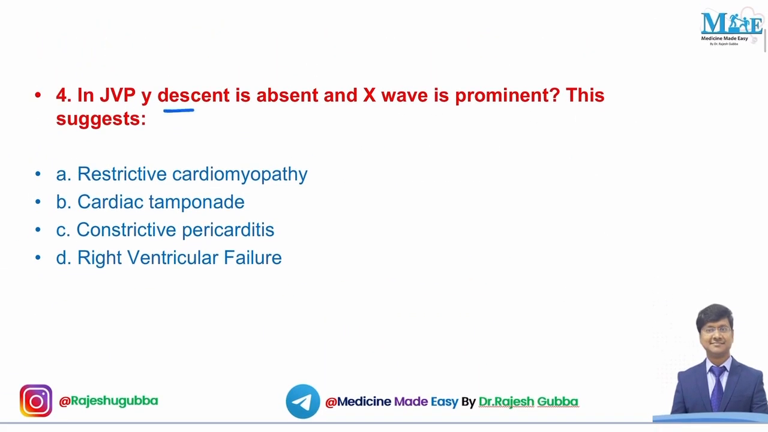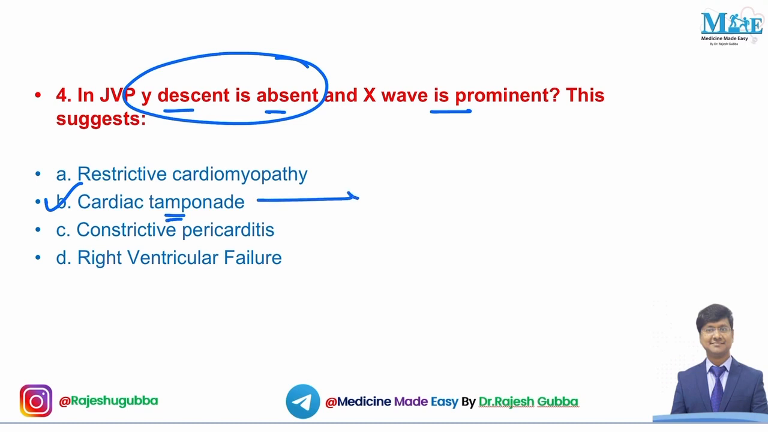So in JVP, Y descent is absent and X wave is prominent. What does this suggest? The options are restrictive cardiomyopathy, cardiac tamponade, constrictive pericarditis, right ventricular failure. So it is similar to your previous question. Y wave is absent and X wave is prominent. That is seen in patients with cardiac tamponade.